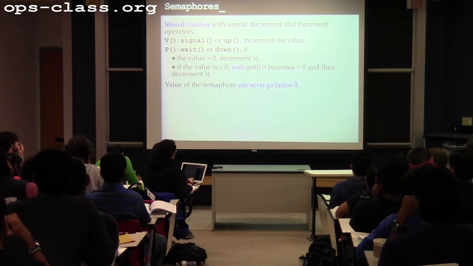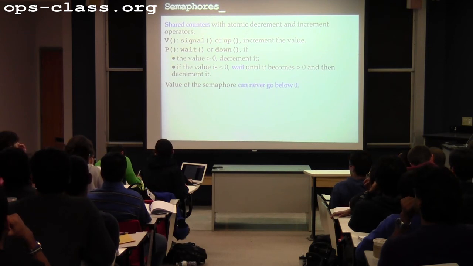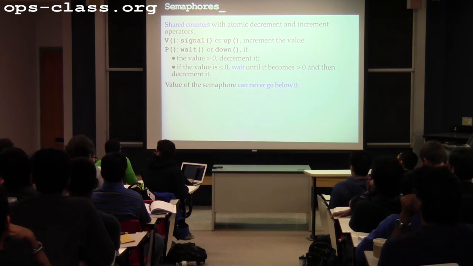This interface, the P and V interface, do you remember who you guys have to thank for that? Dijkstra. There's some Wikipedia article you could look up that will tell you what these are stand-ins for. But V, or you can think of it as up, will raise the value of the counter, and P will decrement the counter by 1.